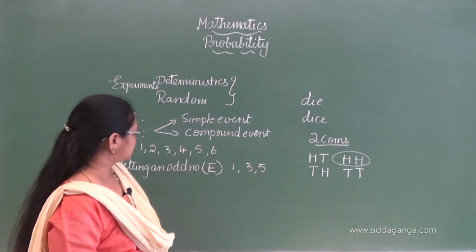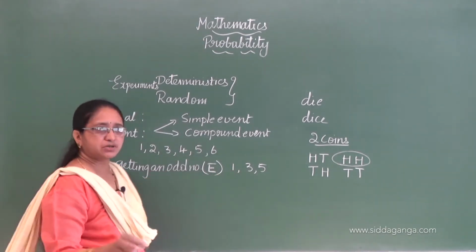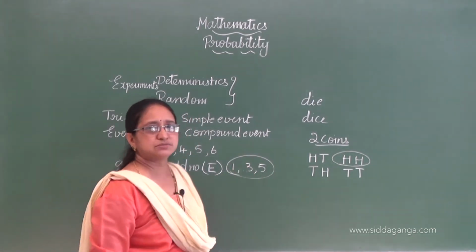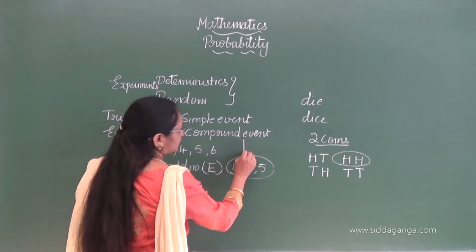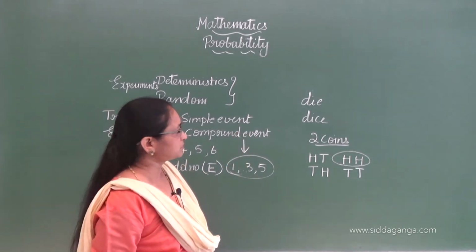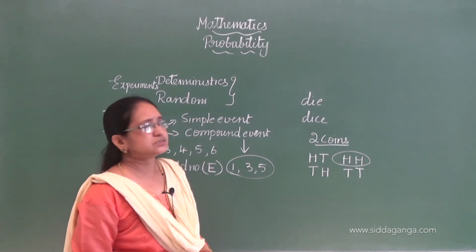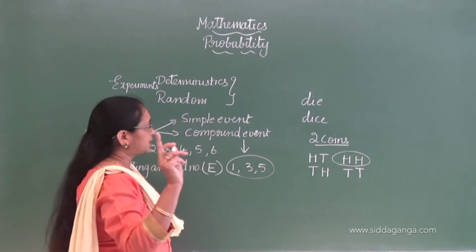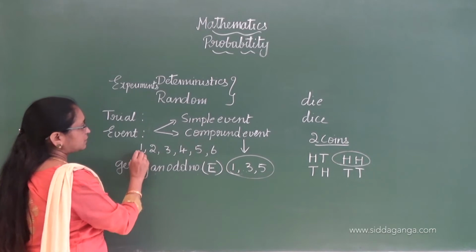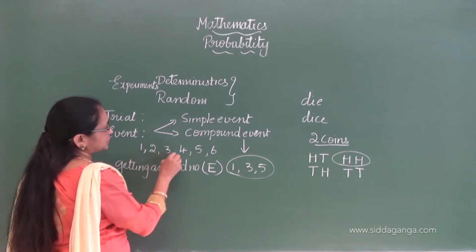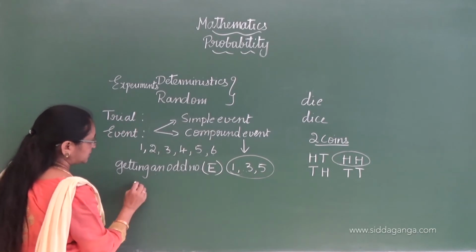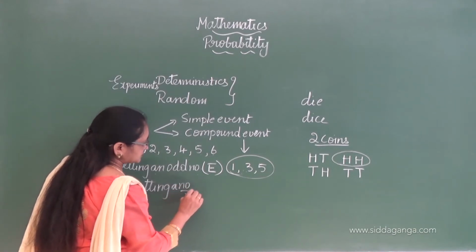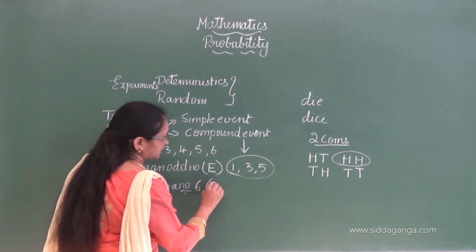Means, for example, here in this case, this is a compound event because here there are three outcomes of this event. There are three outcomes. So this is an example for compound event. Then what about the simple event? Suppose the same dice, I can give an example for simple event also. Now we have the numbers 1, 2, 3, 4, 5, 6. Suppose I ask, getting number 6 is an event, correct?